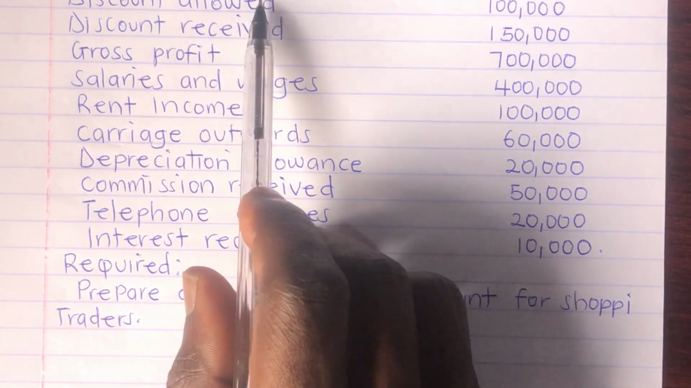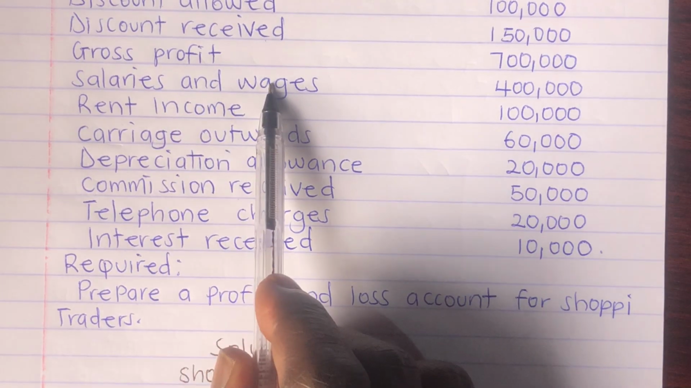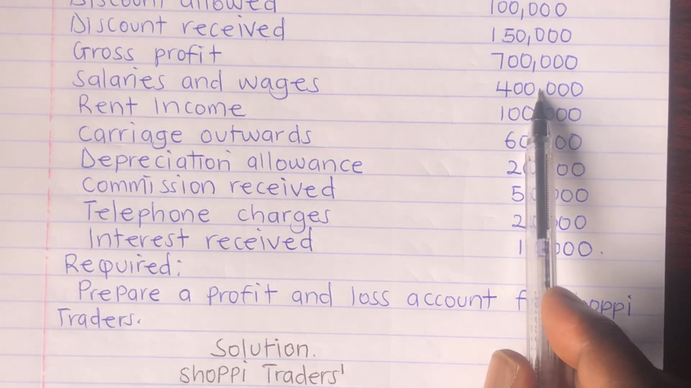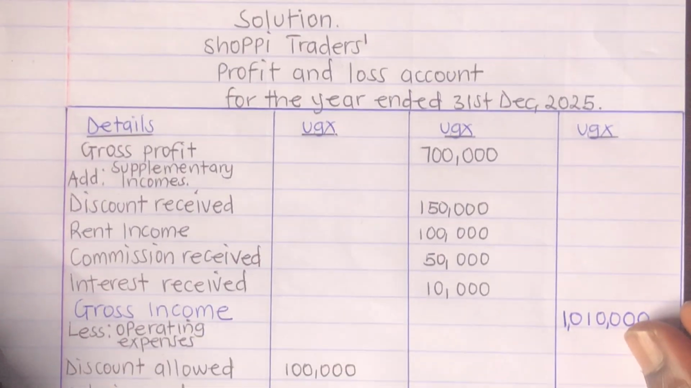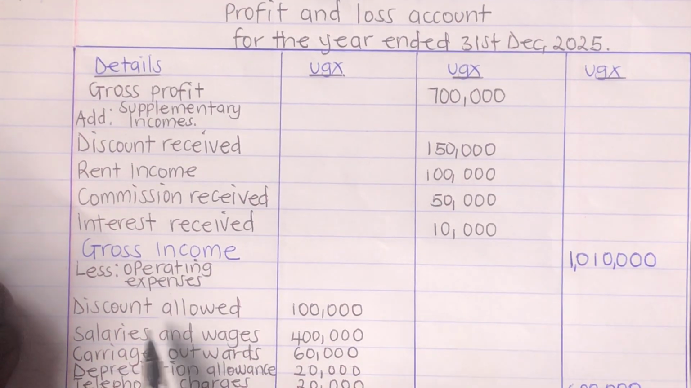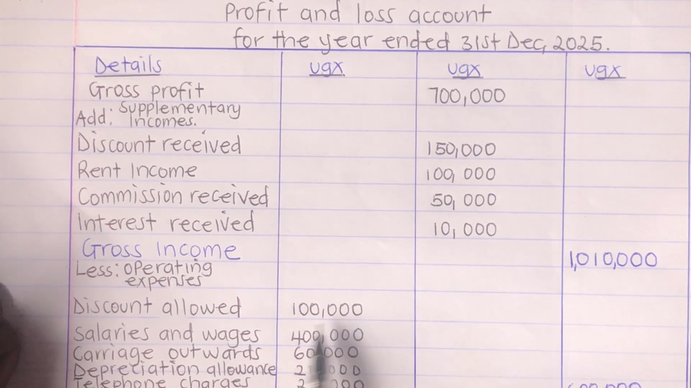We have discount allowed, we have salaries and wages, that is an expense, meaning it is 400,000. You come and add it here also. In our question also, we have discount allowed as an expense, then you add salaries and wages as 400,000.